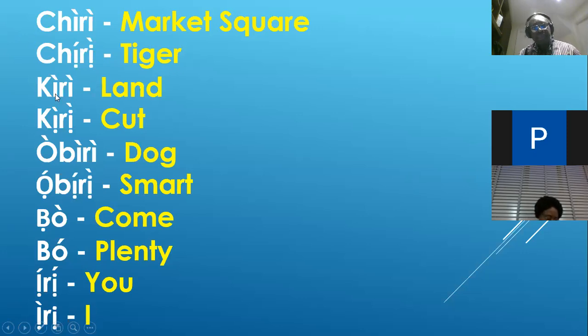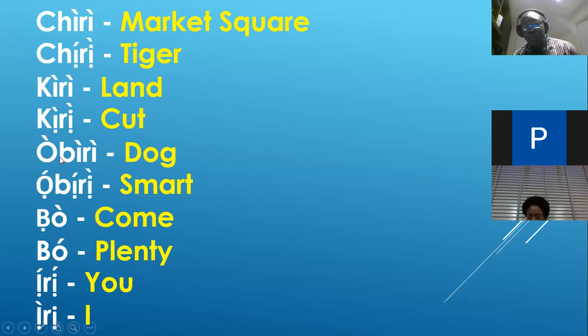Tiger. Then the next one is Kiri. You can see Kiri is the E sound. Remember, I is the E sound. Kiri, land. Then Kere, so Kere is going down.